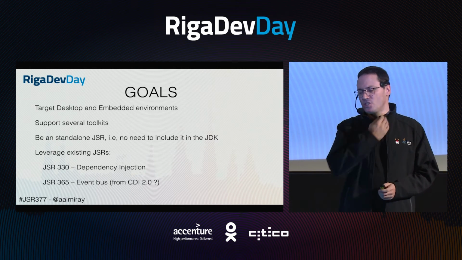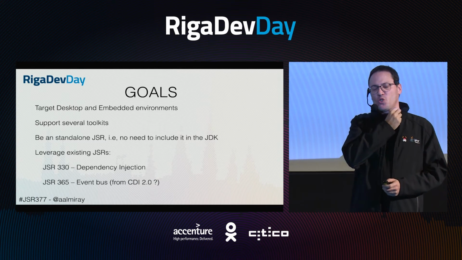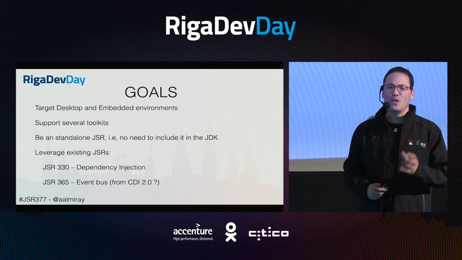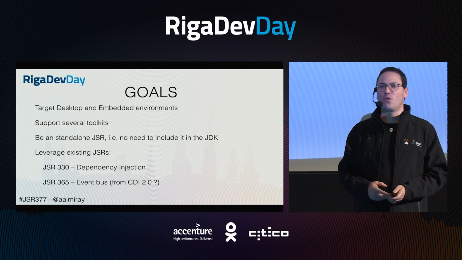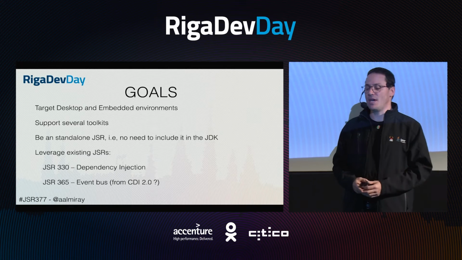So the goals of this JSR are targeting these two environments, with support for several UI toolkits. 296 supported only one toolkit, even though by the time that it was created, there were already 4 UI toolkits running inside the JVM. Only one of them came bundled with the JDK.